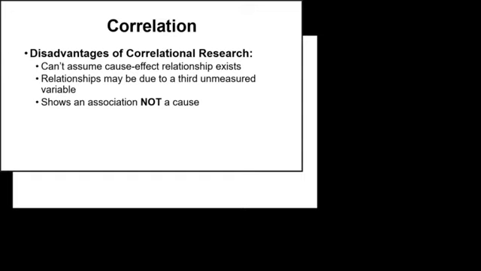We have to keep in mind that relationships may be due to a third unmeasured variable, so there could be something else going on. One of my favorite examples of this is that you can look at graphs that show a very strong correlation between the number of ice cream cones sold per capita and the number of shark attacks per capita. It's a really nice positive correlation. As more ice cream cones are sold, there are more shark attacks. But we're not saying that eating ice cream causes shark attacks. There's a third variable that explains it, which is outside temperature. As it comes into summer, there's more ice cream sold.